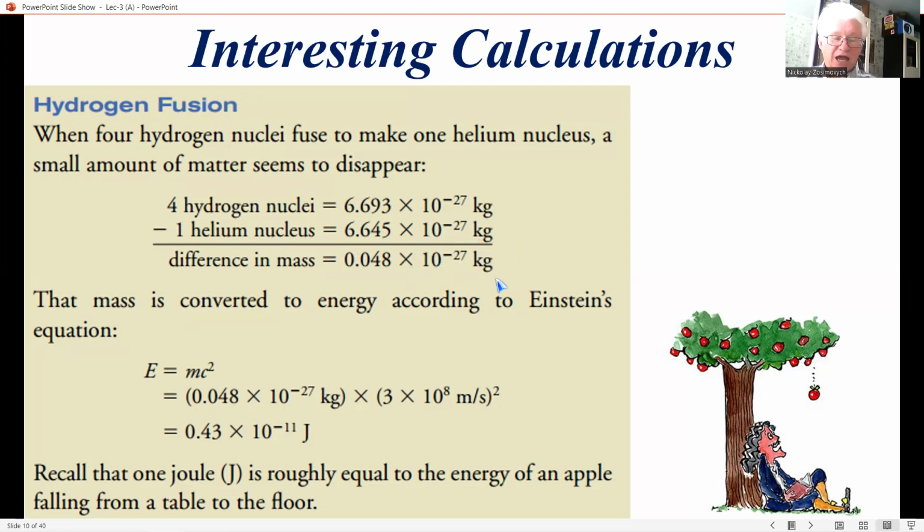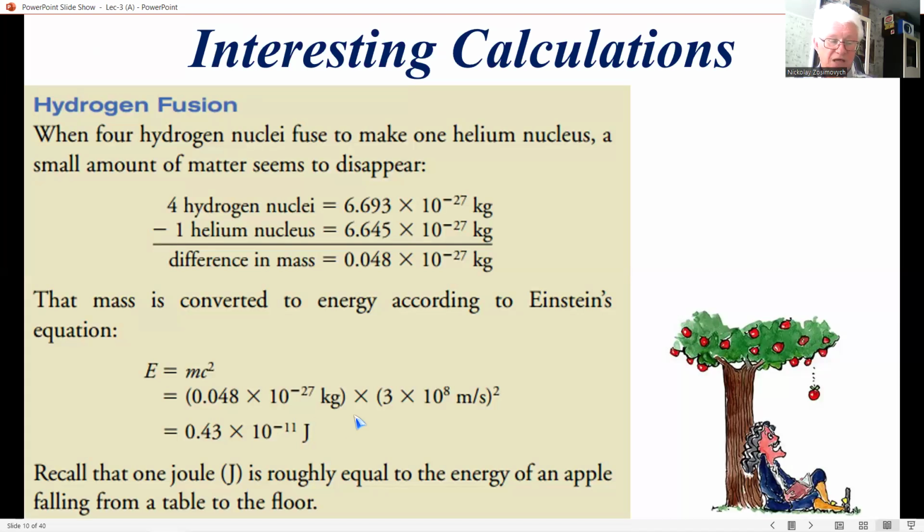So that mass is converted to energy according to Einstein's equation, and we have this expression. The famous Einstein equation, E equals mc squared. We put in our units: 0.048 times 10 to the power minus 27 is the mass, and the speed of light is 3 times 10 to the power 8 meters per second. And this must be squared, right? As a result, we have this quantity of energy, 0.23 times 10 to the power minus 11 joules.